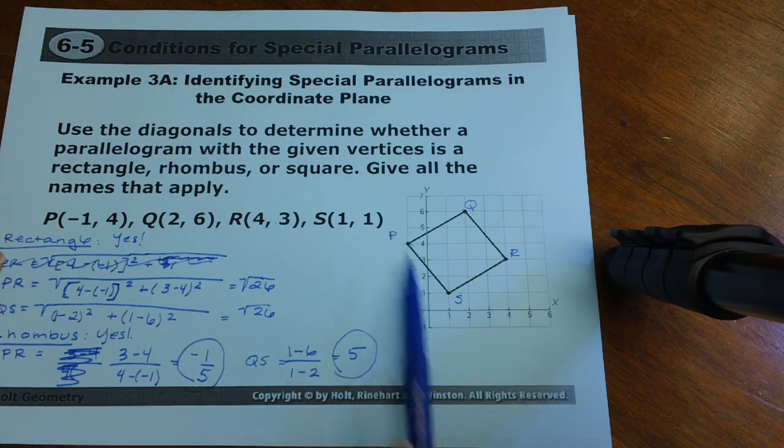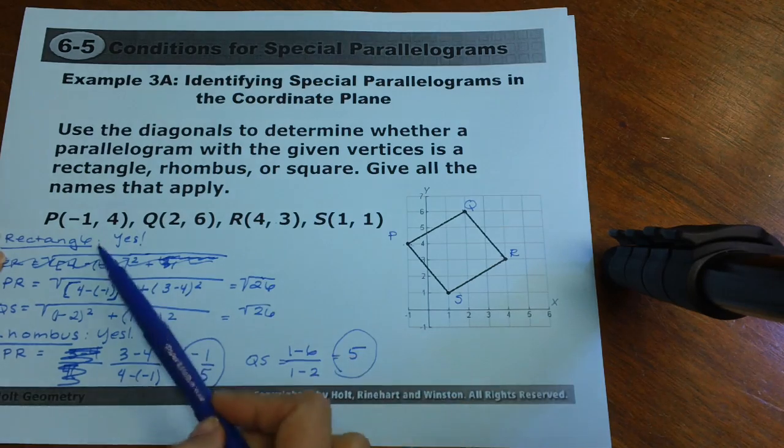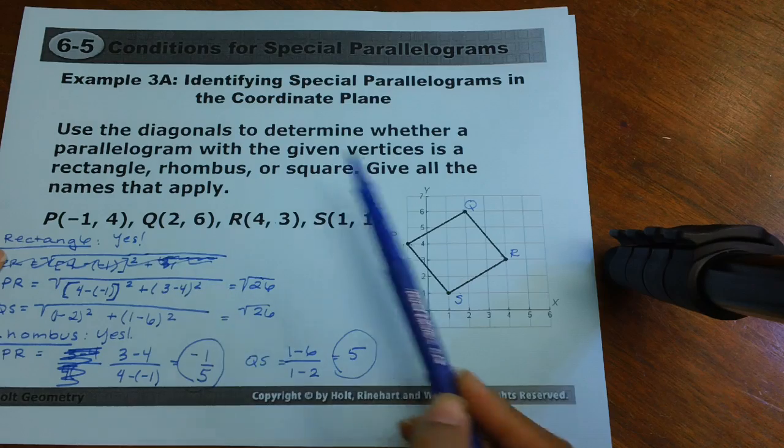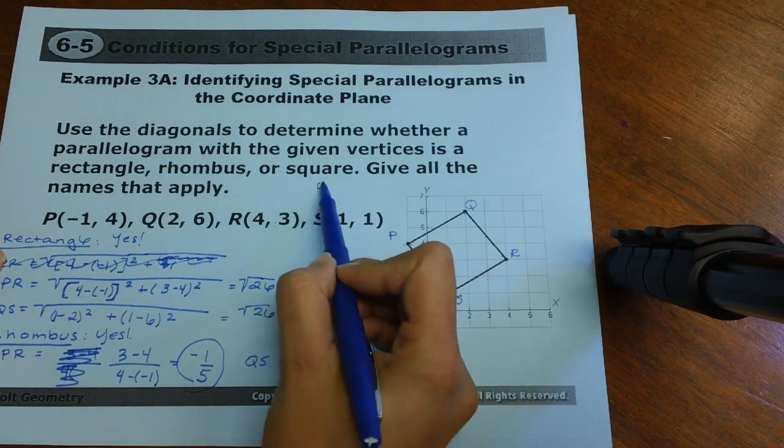And in order to see if something is a square, it has to be both a rectangle and a rhombus. And we just found out that it is both a rectangle and a rhombus, so I know that yes, it is also a square.